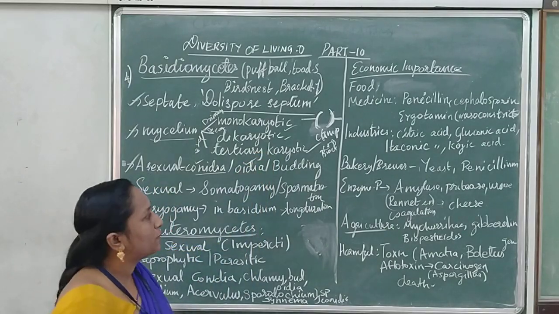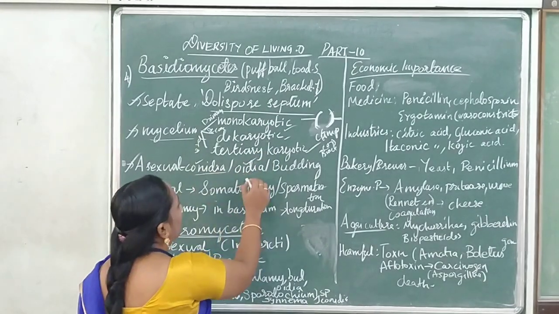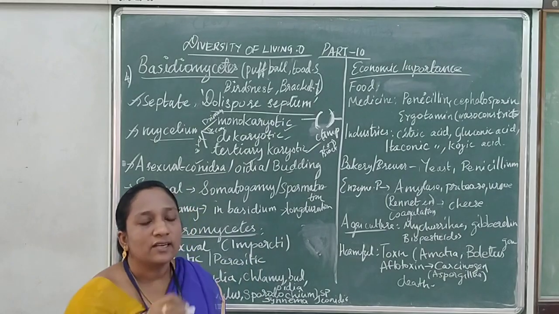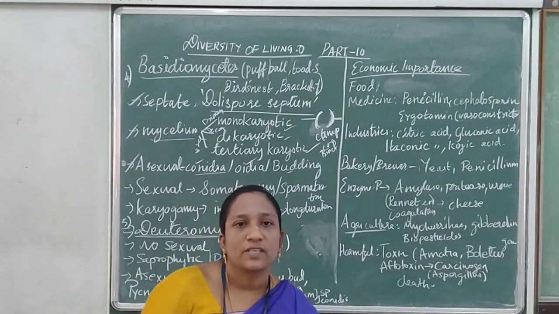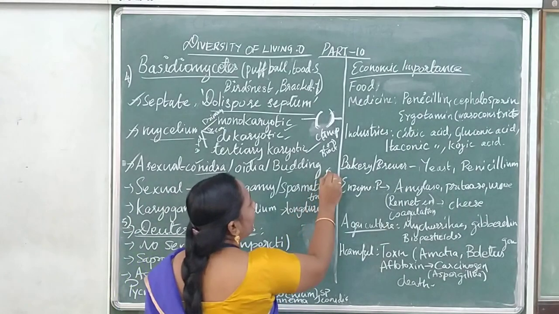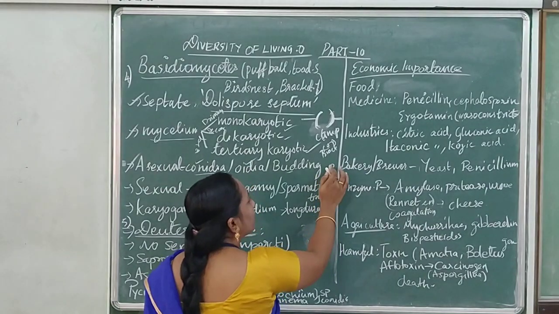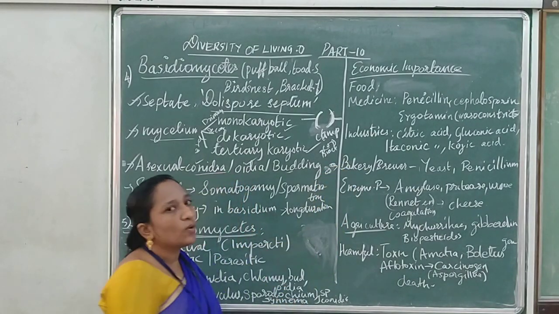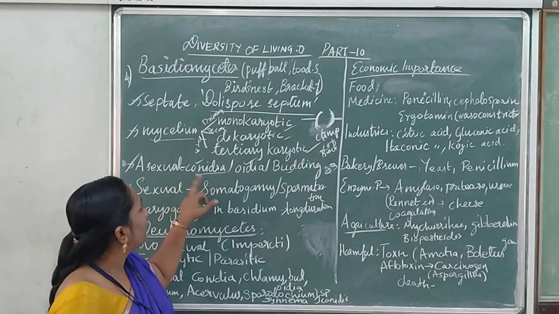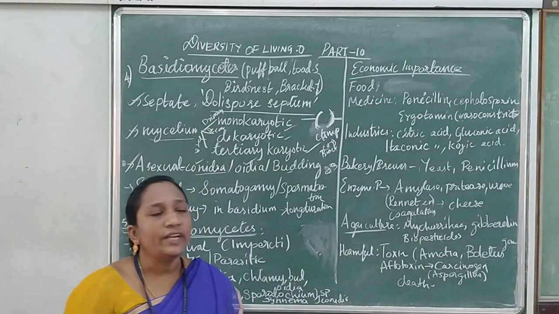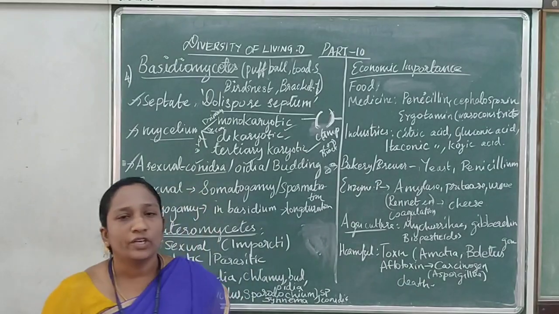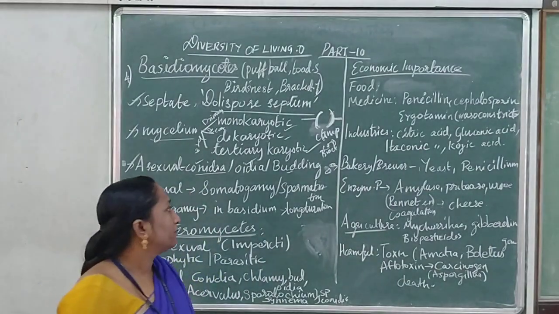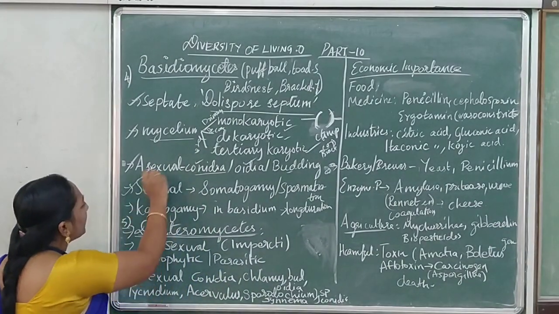Oidia are also a special type of asexual reproduction, and budding is the external expansion of certain cells. For example, in yeast an outgrowth will take place, then finally detach from the species and form a new organism. So the asexual modes of reproduction are conidia, oidia and budding. And next one, sexual reproduction.